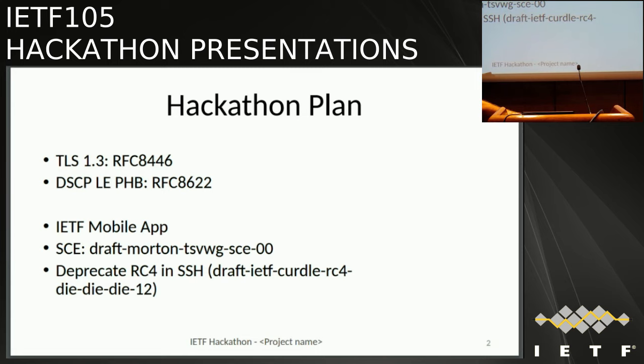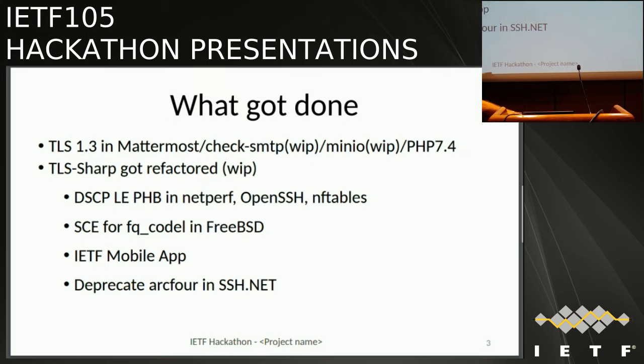So TLS 1.3, our aim was to get more applications running on TLS 1.3. DSCP-LE is a new code point that just became an RFC, and we've been working on integrating that into open source projects. Then there's the IETF mobile app that we started working on at the previous IETF. Then there's the SCE draft that came up recently, and the last thing that we worked on was deprecating RC4 in SSH. So next slide, please.